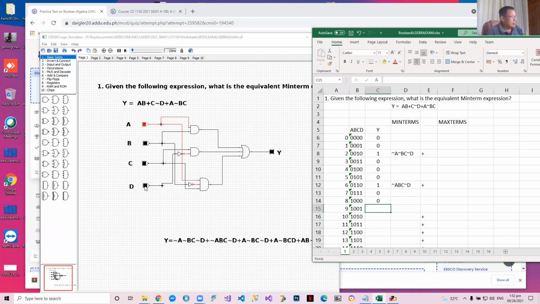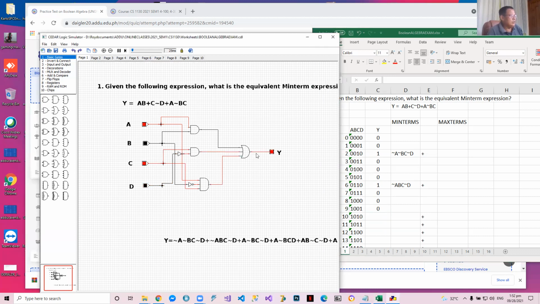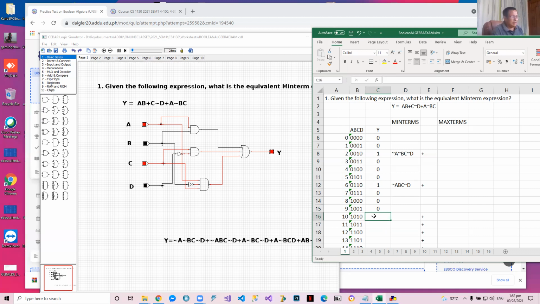And then we'll have 1, 0, 0, 1. We'll click this. This is black, so we still ignore that. Then we'll have 1, 0, 1, 0. This is red, so this is a min term. We'll have A, because that's one, not B, C, not D. Any questions so far? A is one, not B because it's zero, C is because of one, and not D is because of zero.